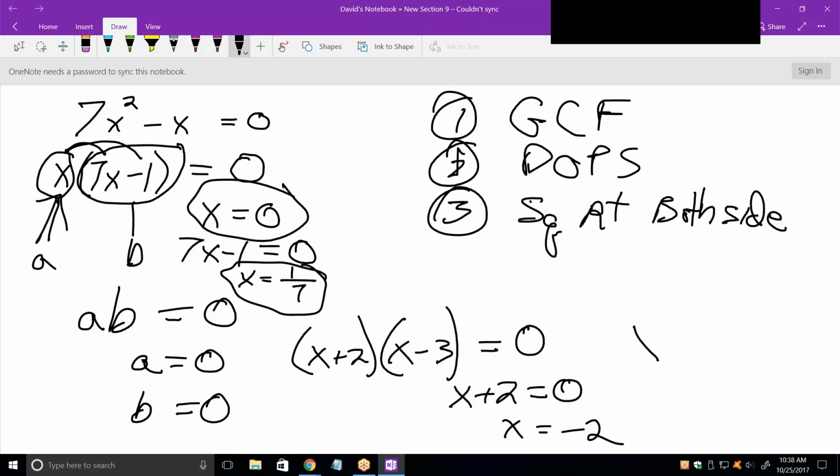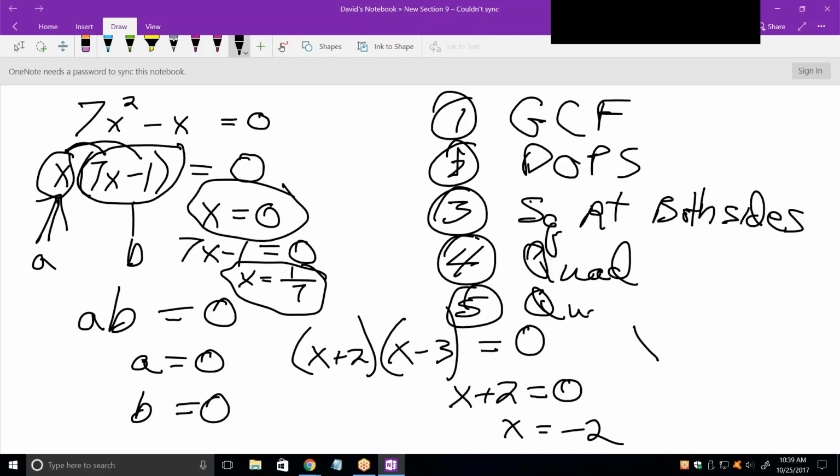Every one of these is factoring. And fourth is your more traditional quadratic factoring, where if you have an x squared term and an x term and a number, then you have to factor it as a 3-term quadratic. And fifth, if none of that works, you've got the quadratic formula.